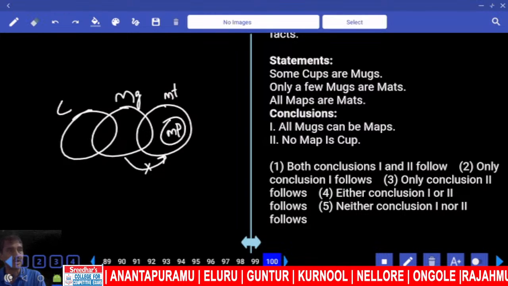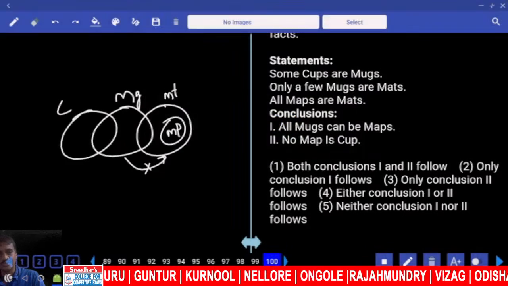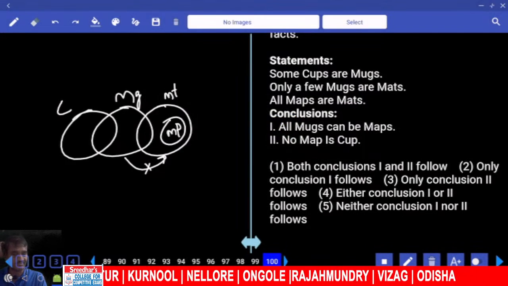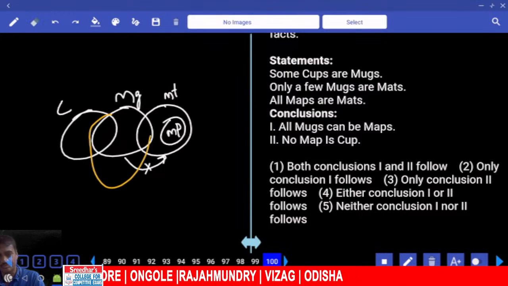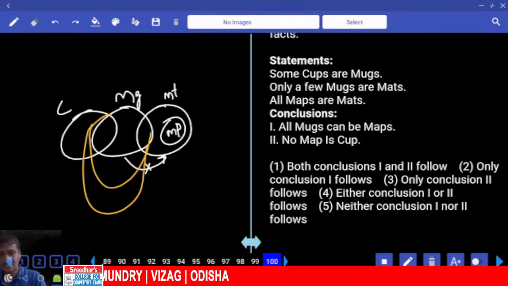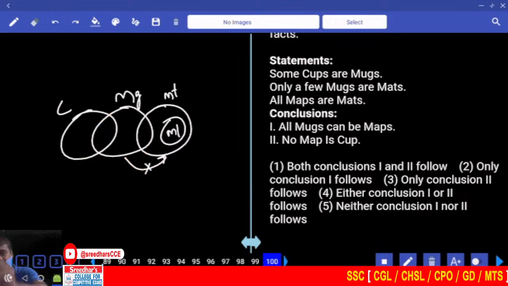First one. All mugs can be maps. All mugs can be maps means this entire mug can be a part of map. Why is it no? If it is possible like this, then matte must be here. If you write matte like this along with this matte, then matte must be like this. If you write matte like this, the entire mug cannot be a part of matte. It must be only some part but not all. Hence it is not possible.